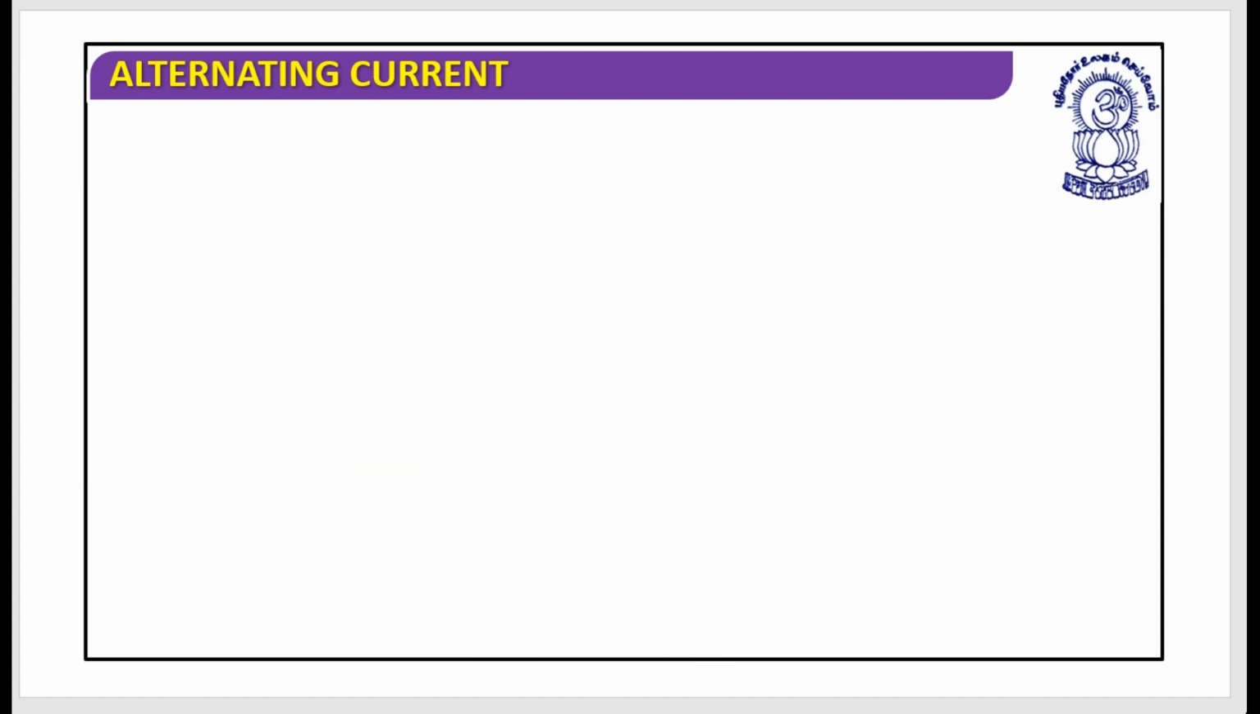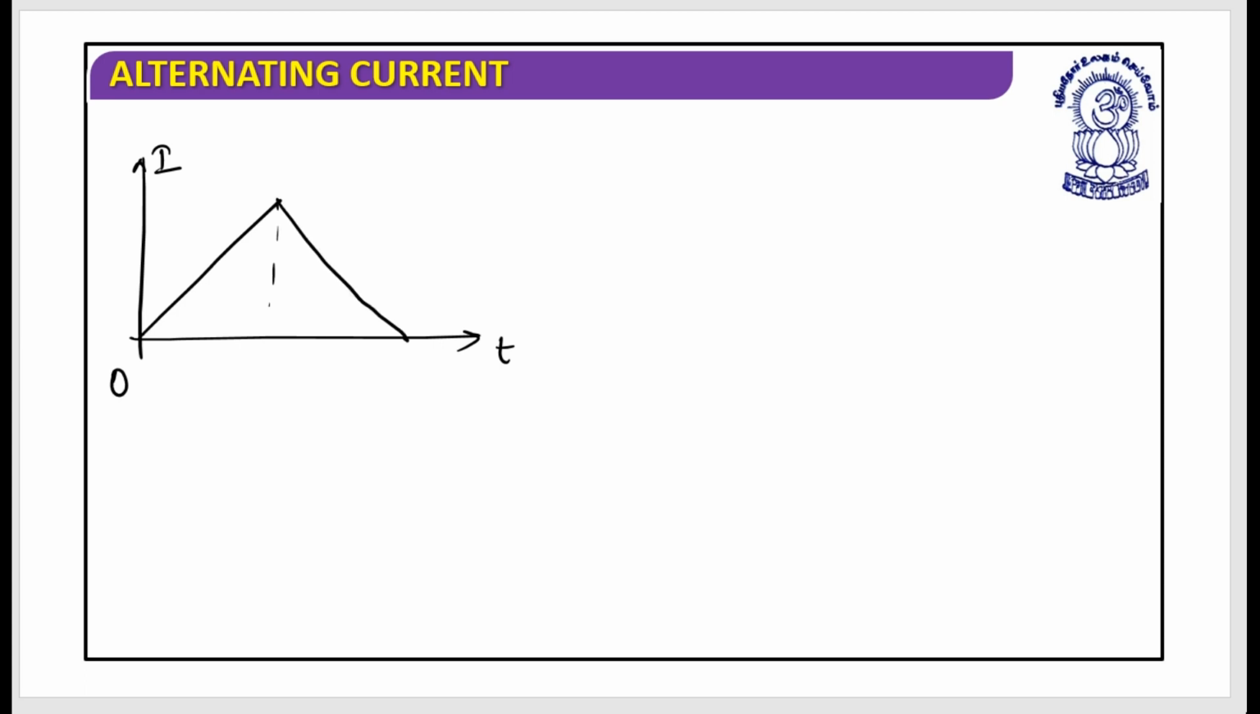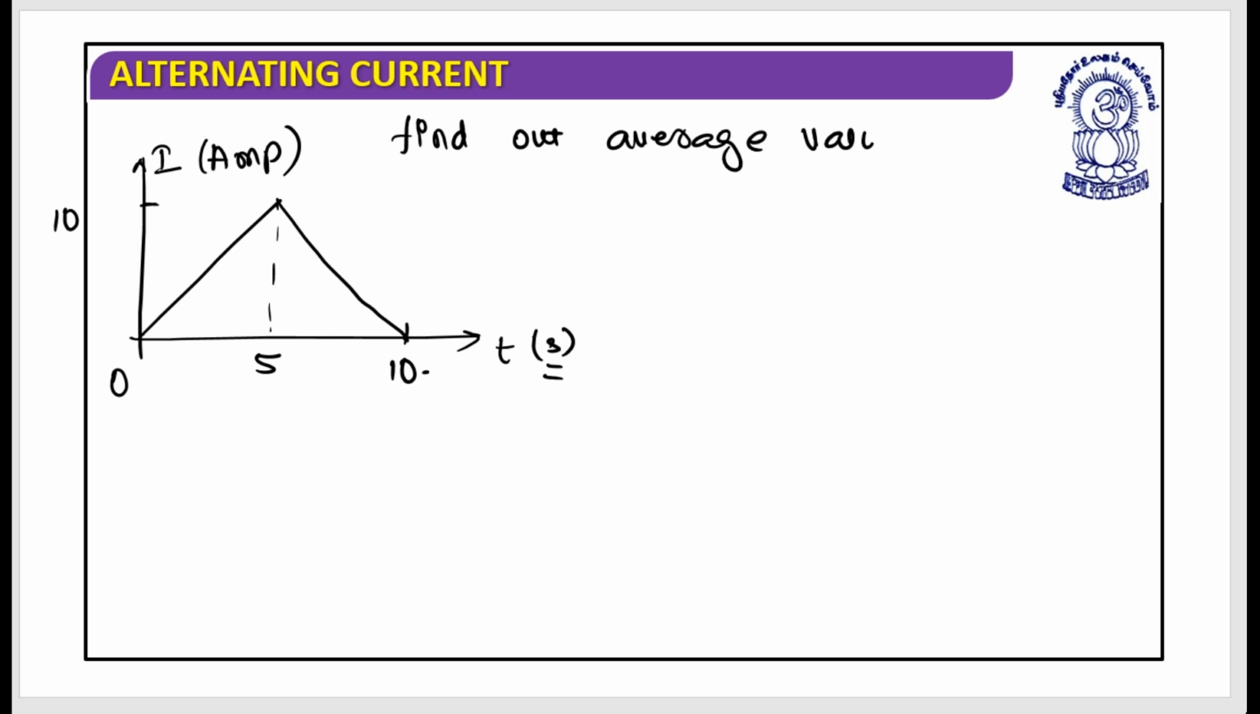Let's suppose I have been given a certain graph for I versus t. This is 0, this is increasing and now this is decreasing. This is 0, this is 5, this is 10, and this is 10. This is in ampere, this is time in seconds. They say to find the average value of current in 10 seconds. This is the requirement.